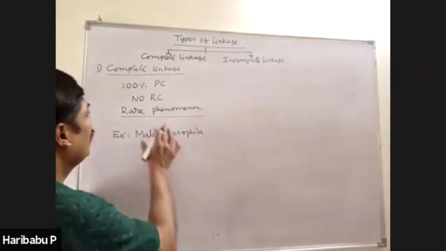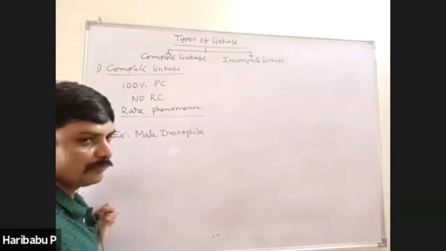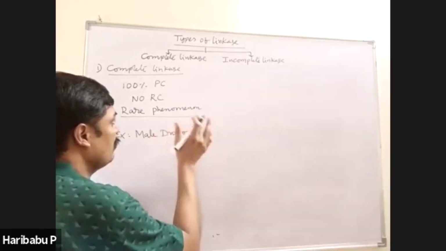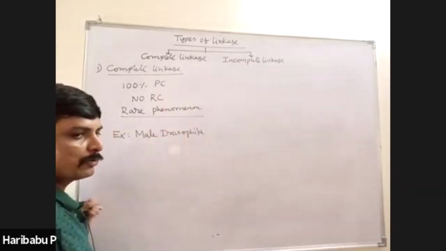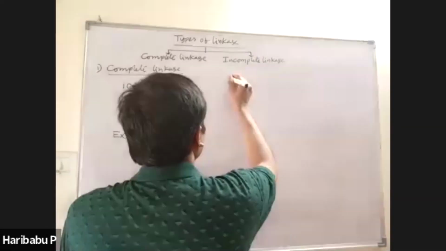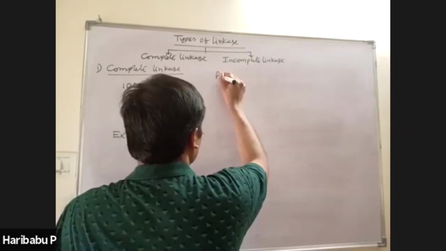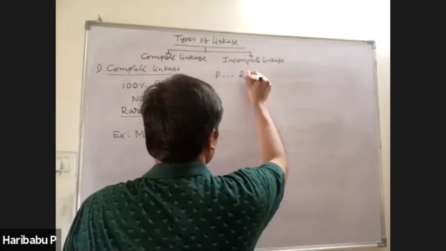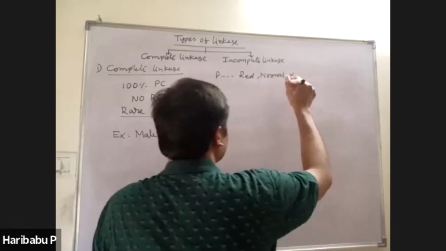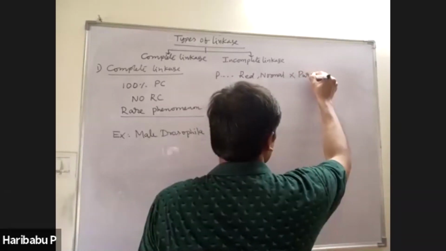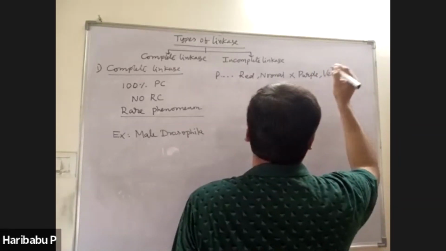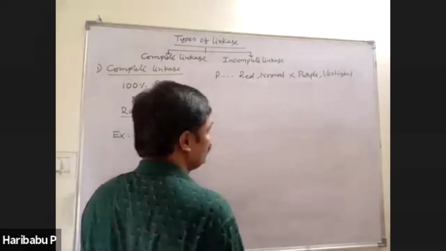So let us see the complete linkage in male Drosophila. This was discovered by Morgan. Morgan discovered that there is a complete linkage in male Drosophila. Let us take up the cross. When red normal is crossed with purple vestigial.